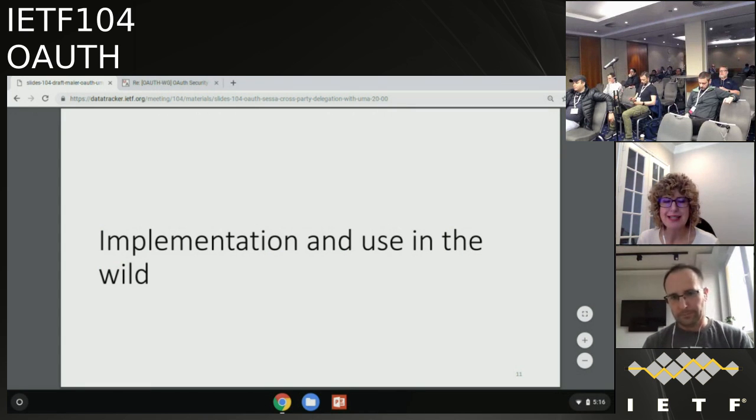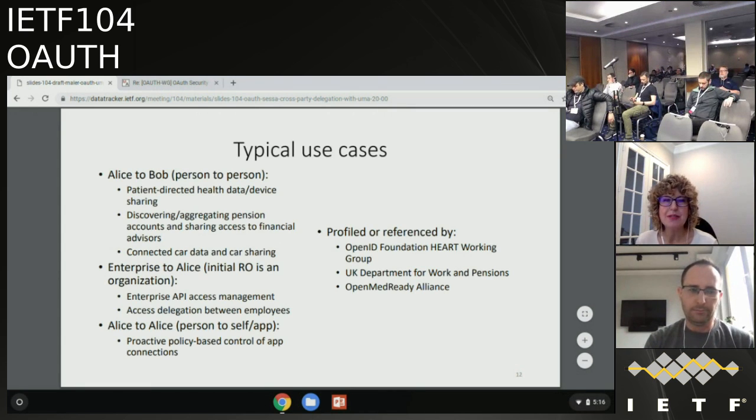Okay, implementation and use in the wild. Next slide, please. So here's some typical use cases we've been seeing. UMA was originally designed for this Alice to Bob use case. So when you want to be able to have other autonomous third parties who are not Alice wielding clients. And here we see use cases like patient-directed health data and device sharing, financial use cases, like discovering and aggregating pension accounts and sharing access to financial advisors. That's from UK Pensions Dashboard, which is where the UK Department for Work and Pensions has been doing a profile.